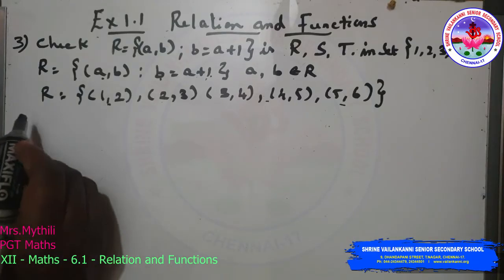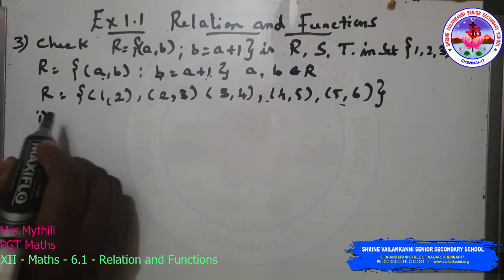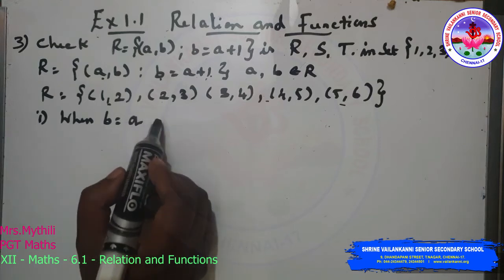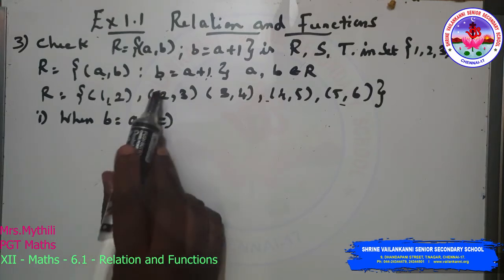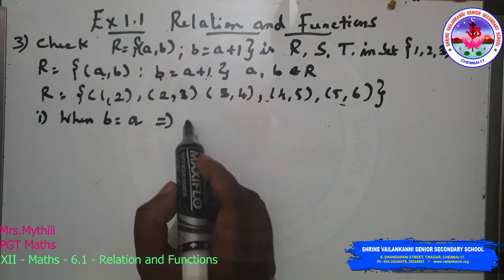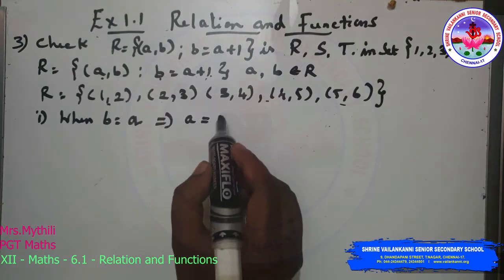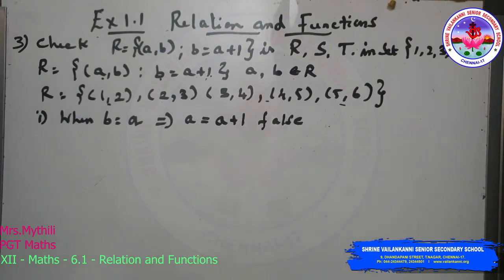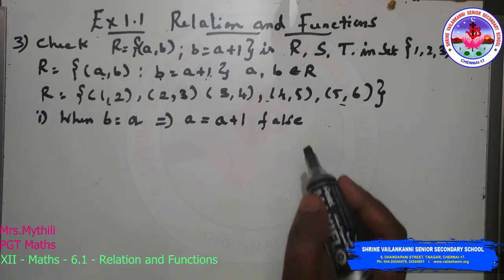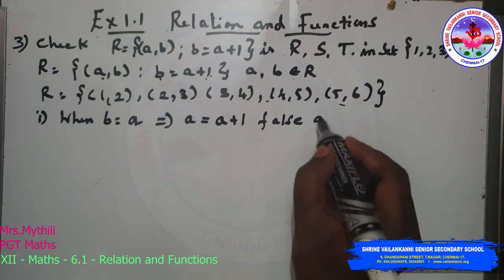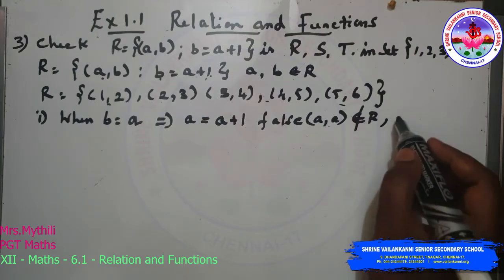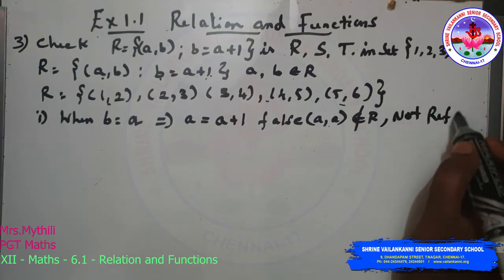So first, reflexive. When we take b = a, this becomes a = a + 1, which is false. That is, a is not equal to a + 1. So (a, a) does not belong to R, so it is not reflexive.